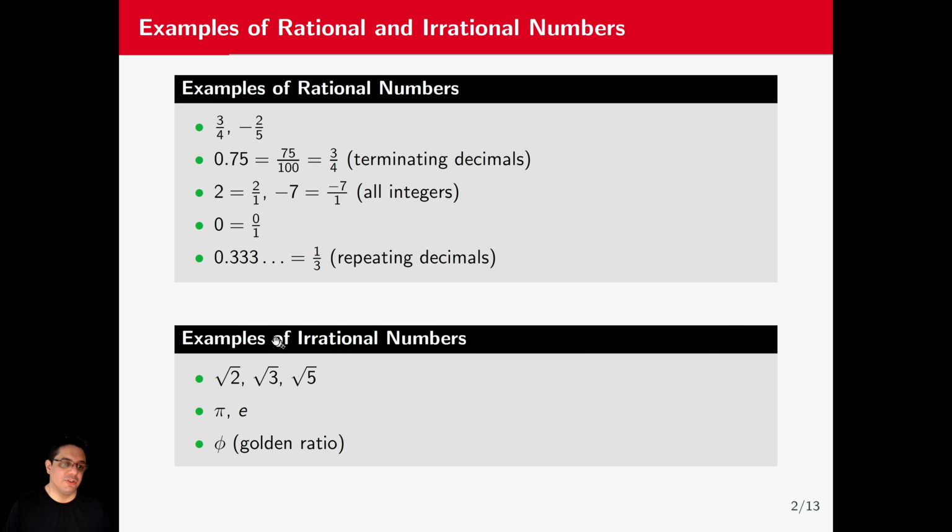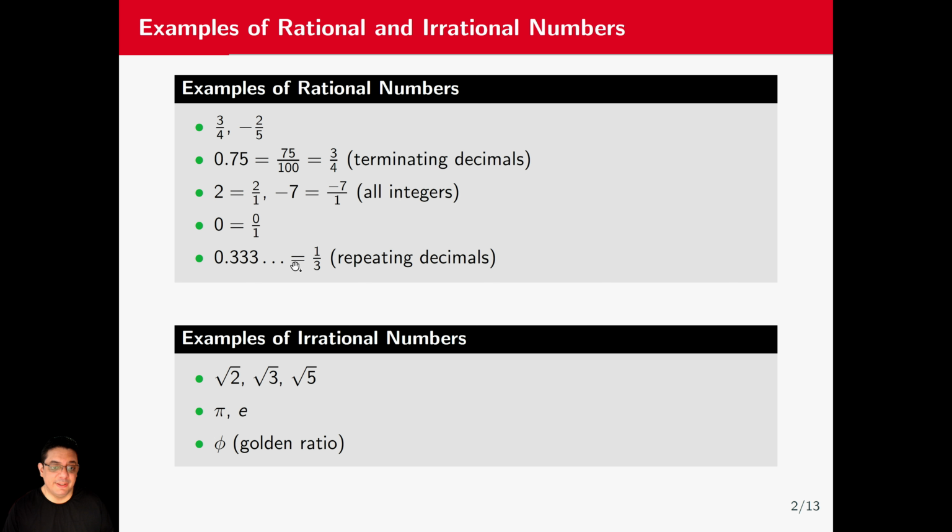Now, some examples of rational numbers are fractions like 3 over 4, minus 2 over 5, which are the natural expression of rational numbers. But you can also have rational numbers that come from decimals, like, for example, 0.75. 0.75 also comes from the fraction 75 over 100, which, if you simplify it, is the same number as 3 over 4. This is what we call a rational with a terminating decimal. We have all the integers, of course. So, for example, 2 can be seen as 2 over 1, minus 7 over 1, and so on and so forth. 0 is 0 over 1.